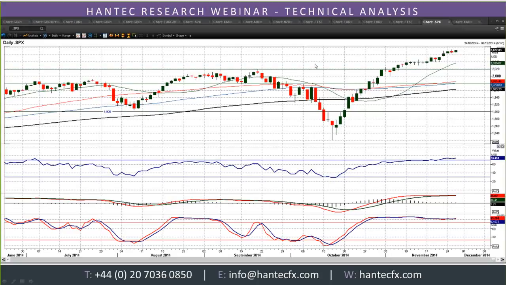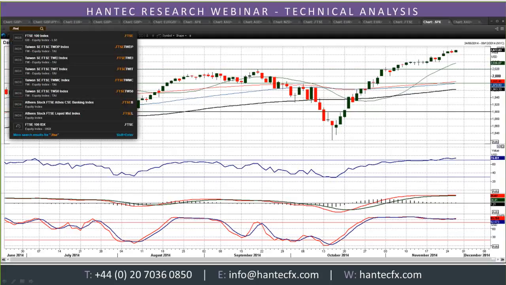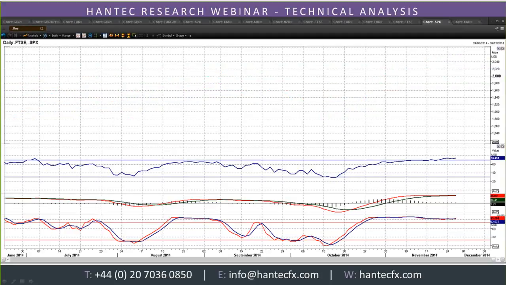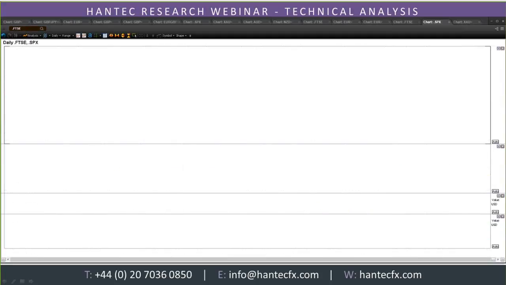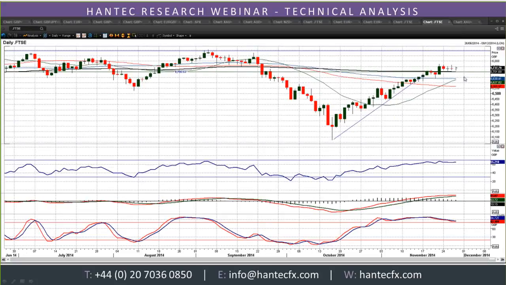FTSE, look at these last few days, FTSE, 2 dojis in a row. Although we've had a bit of upside today, it's still a fairly disappointing move in the FTSE in recent days, in spite of the fact that the DAX has been flying. FTSE's basically gone nowhere. So yeah, just a little bit concerned.